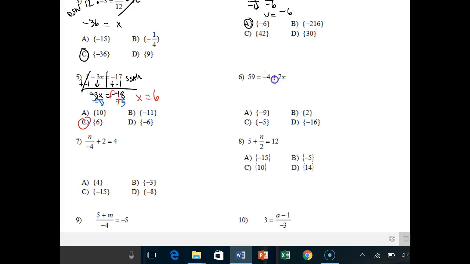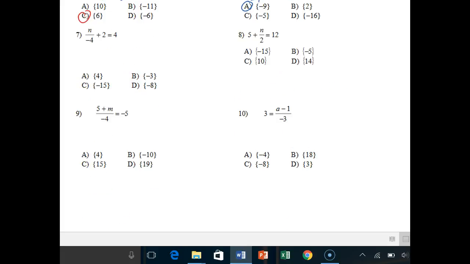Might be helpful on this one to do plus negative first. We'll add 4 to both sides, add 4 to both sides. Those cancel off. You get 63 is equal to not 7x but -7x. Divide by -7. And you'll get x is equal to -9, a.